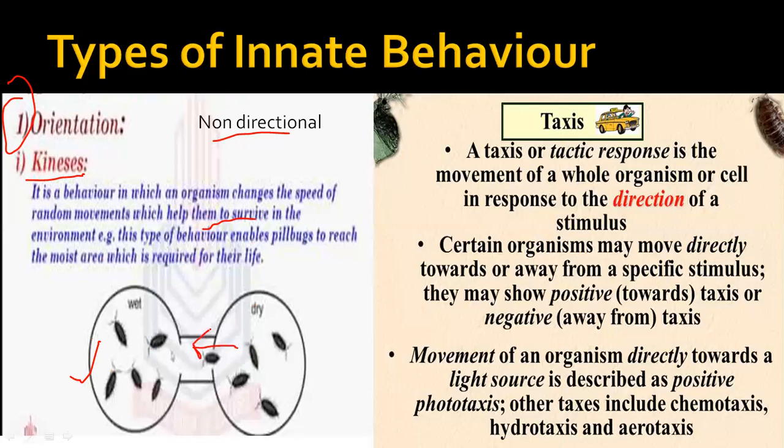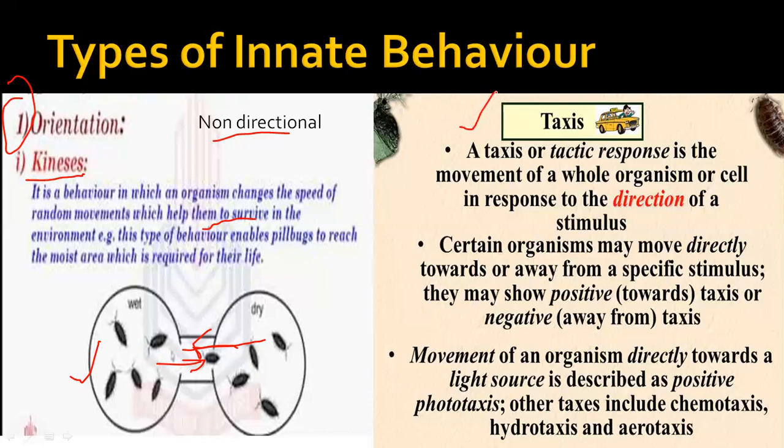They move very fast, changing the speed of the movement, from a dry to a wet place, because they love to stay in a wet or shady place. And if they want to stay in a dry place, they just keep themselves stationary or move very, very slowly to reach the other place according to their requirement.